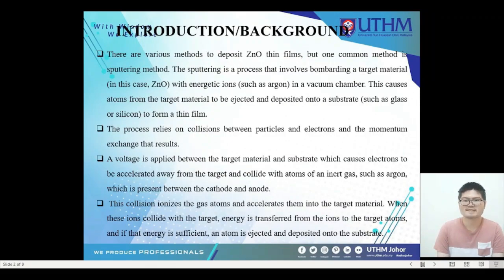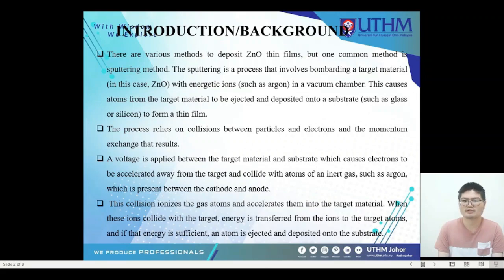Today, I would like to present about the introduction. There are various methods to deposit the zinc oxide thin film, but the most common method is the sputtering method. Sputtering is a process that involves bombarding the target material, in this case zinc oxide, with energetic ions such as argon in a vacuum chamber. This causes atoms from the target material to be ejected and deposited onto a substrate, such as glass or silicon, to form a thin film.